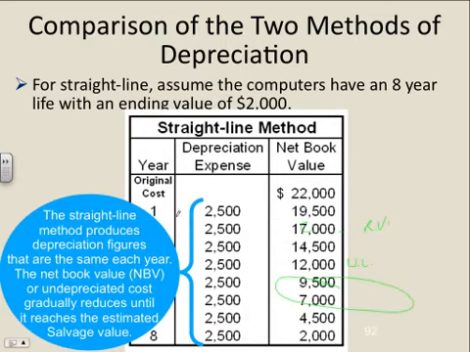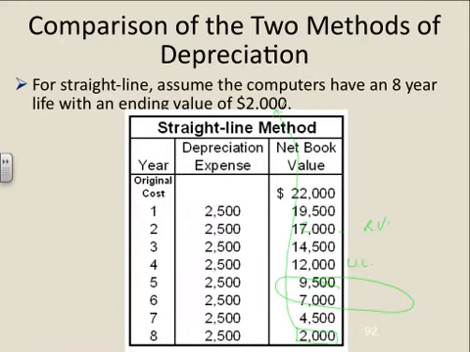So the straight line method produces depreciation figures that are the same each year, except if you had to prorate the first year. The net book value, sometimes known as the undepreciated cost, gradually gets smaller until it reaches the estimated salvage value. Look at that. There's our salvage value, which is right there. So that's one thing you need to know.